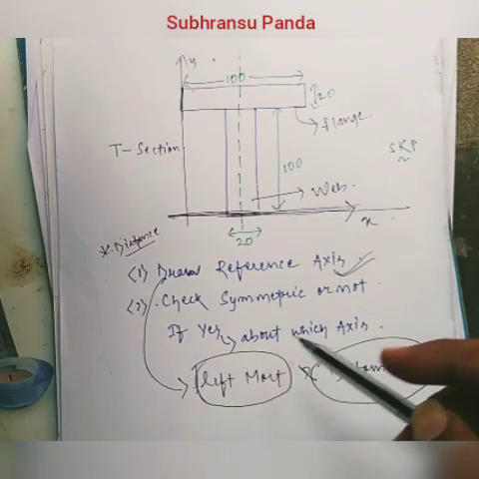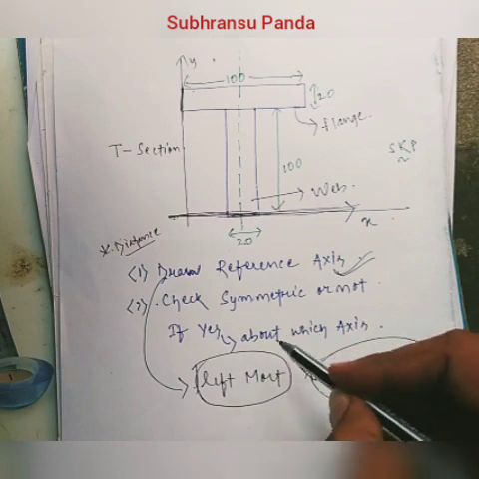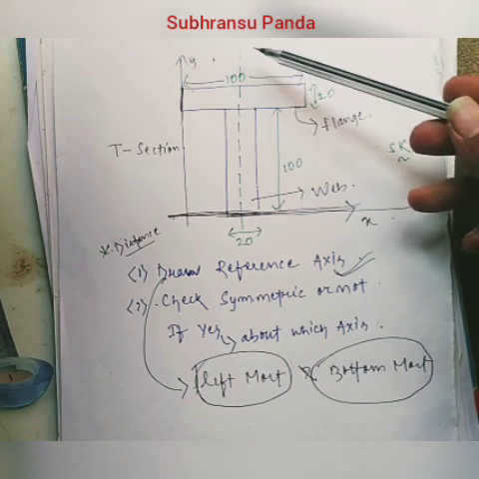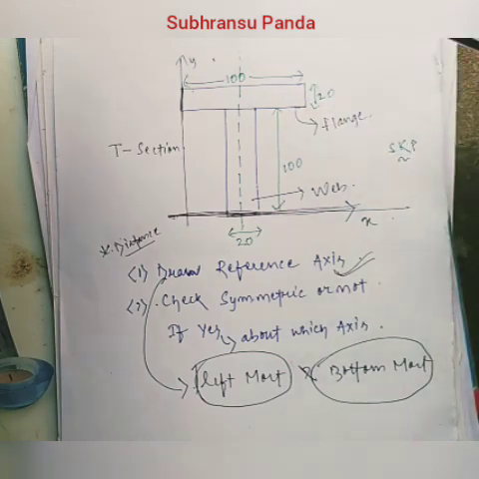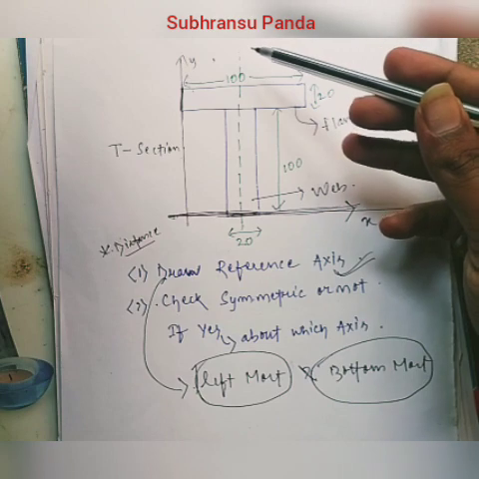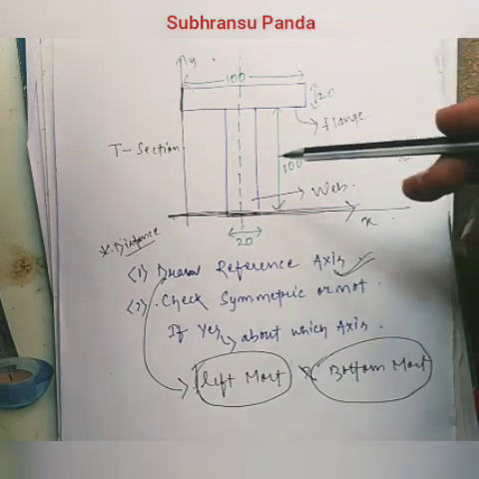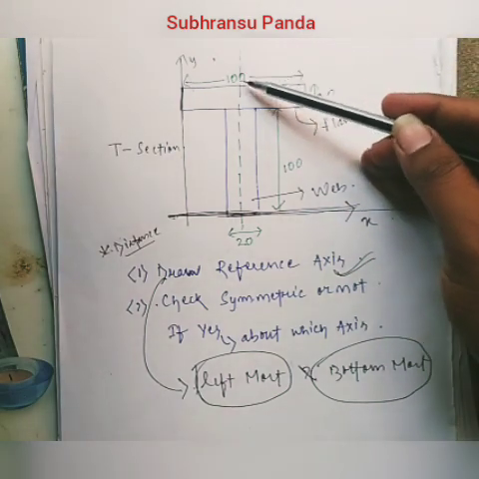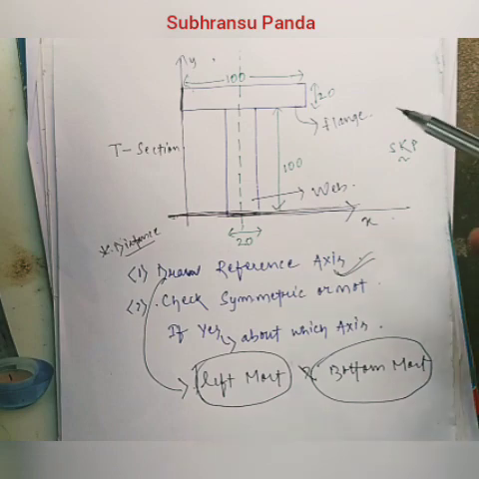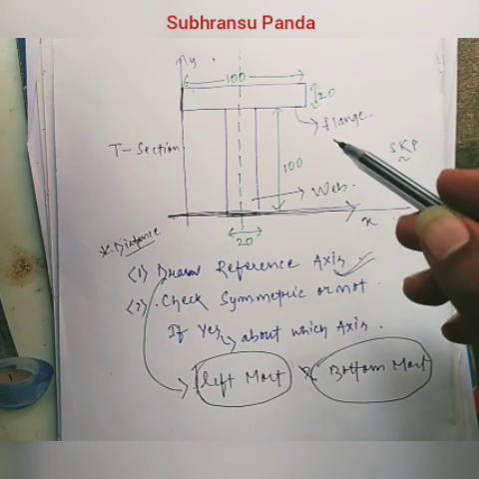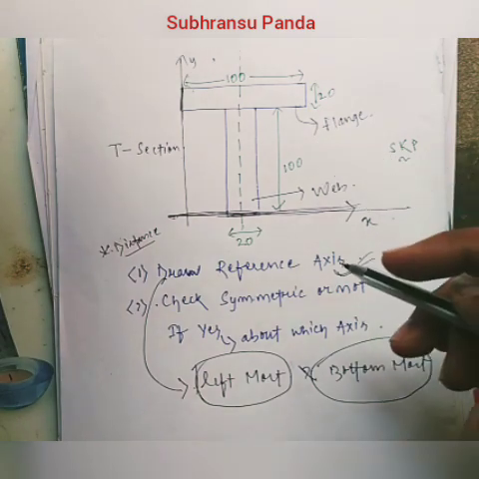Next thing is to check the symmetry of the section. Symmetric means check whether the section is symmetric or not. So how do we know whether the section is symmetric? Basically, in questions or diagrams they will show you that the section is symmetric about the x-axis or y-axis. Here you can see a green line is drawn in between the flange and web. The line is parallel to the y-axis, so this is a symmetric line parallel to the y-axis.